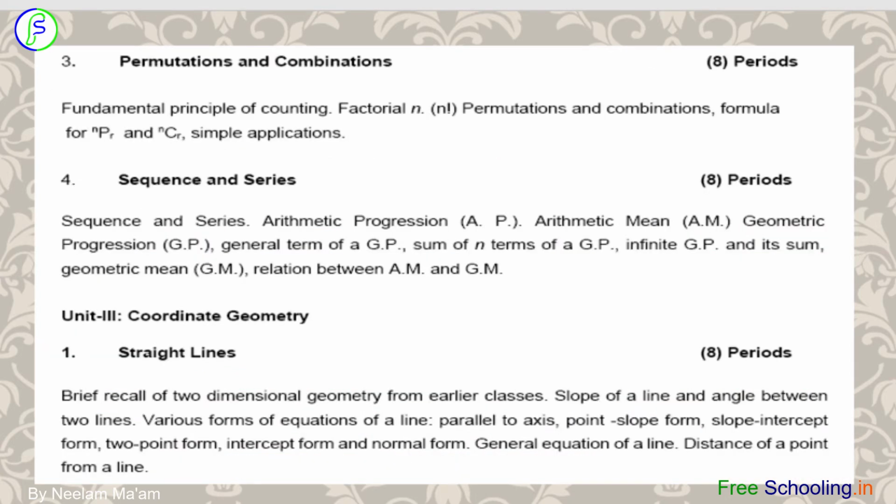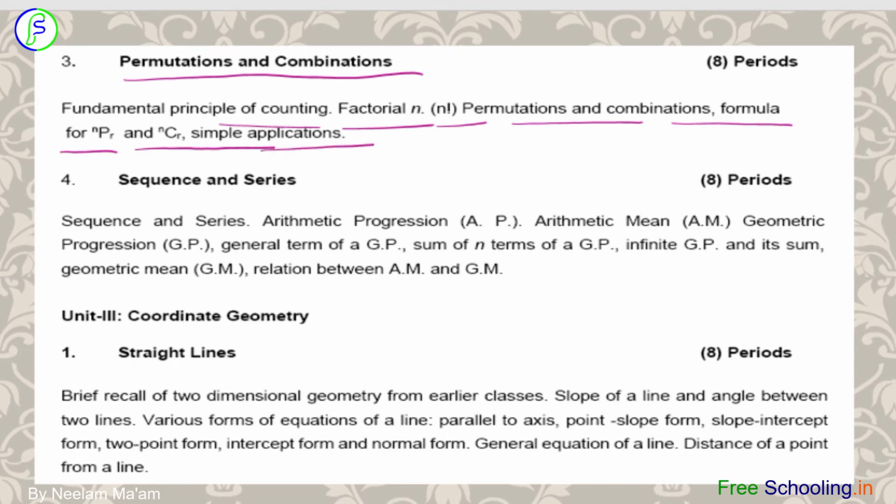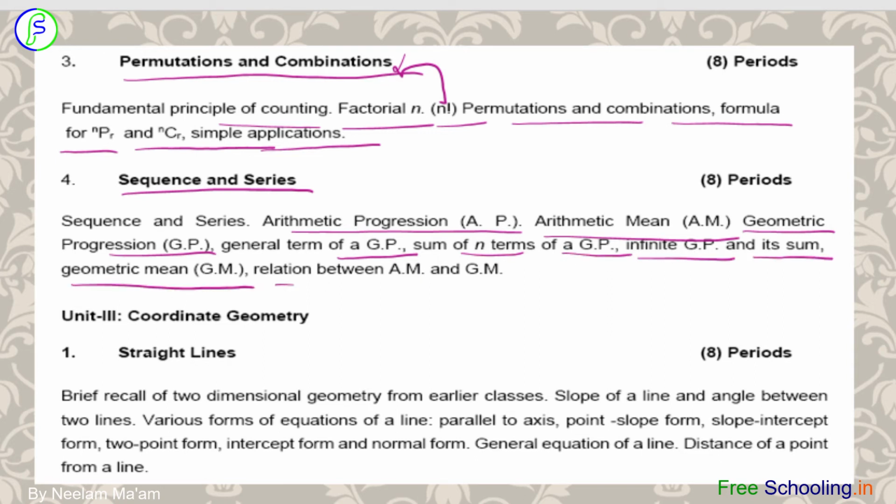Next we are going to study permutations and combinations. What do we have here? Fundamental principle of counting, then factorial n, and the permutation and combination formulas for this and simple applications. These are the topics you're going to study in permutations and combinations. Sequence and series: AP, AM, GP, general term of a GP, sum of n terms of a GP, infinite GP and its sum, geometric mean, and the relation between AM and GM. These are the topics you're going to cover in sequence and series.